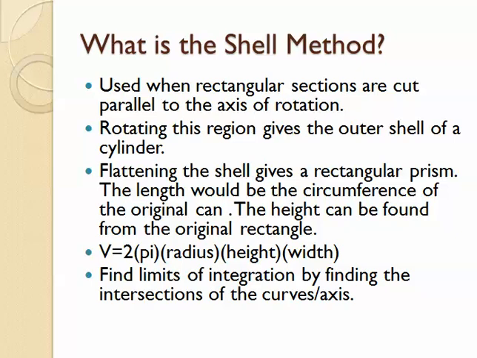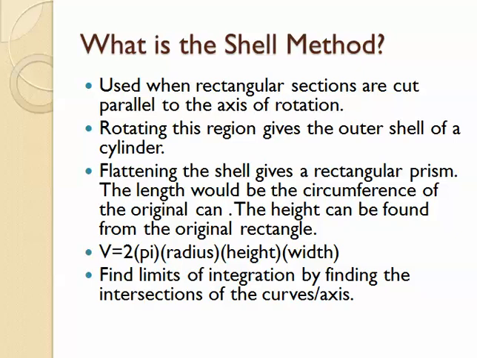When you rotate, that's going to give us an outer shell of the cylinder. So basically, it's like having the concentric rings of a tree trunk. To find the volume, we're going to flatten out each of those rings. Those rings would give us a rectangular prism. The length of that prism was the circumference of our original can. The height would be the height of those original rectangles. And remember, the width is dx, or the dimensions of those rectangles.